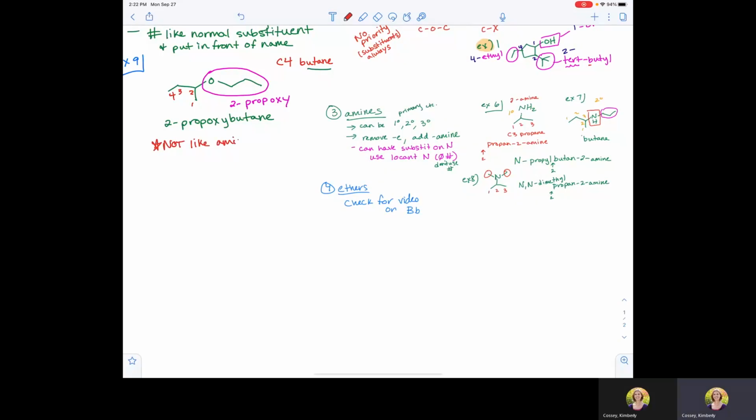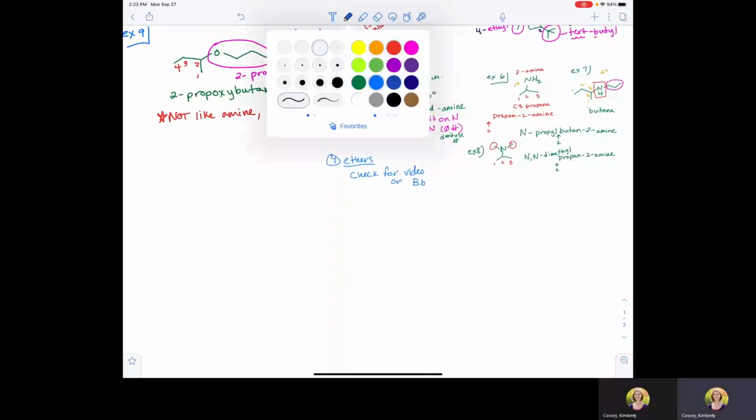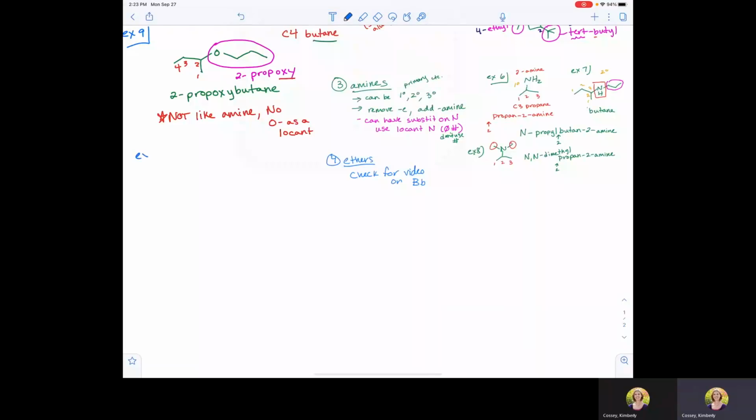So there's no O as a locant. Don't do that. Just use the number of the carbon, and then the O is included because it's already included in the oxy. Okay, just to clarify. All right, let's do another example just to make sure that we feel good about the ethers before we move on. Okay, so we'll do example 10.